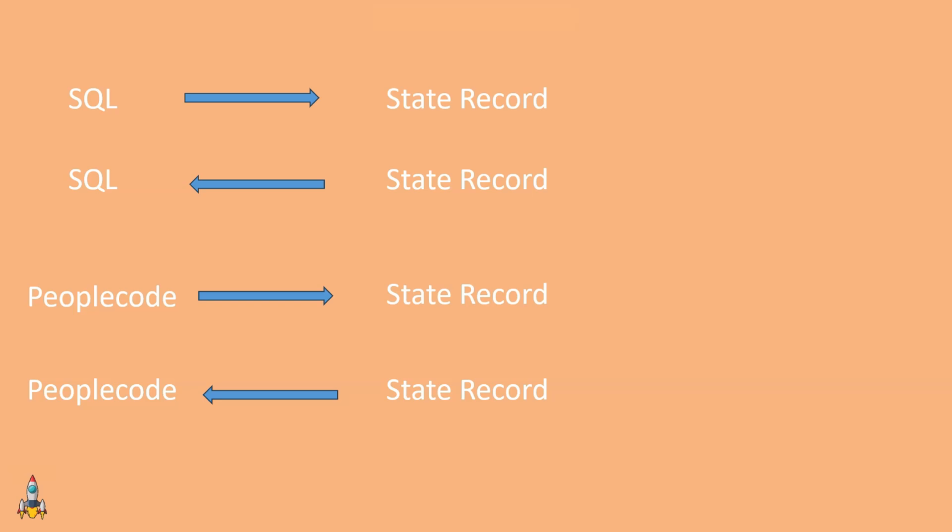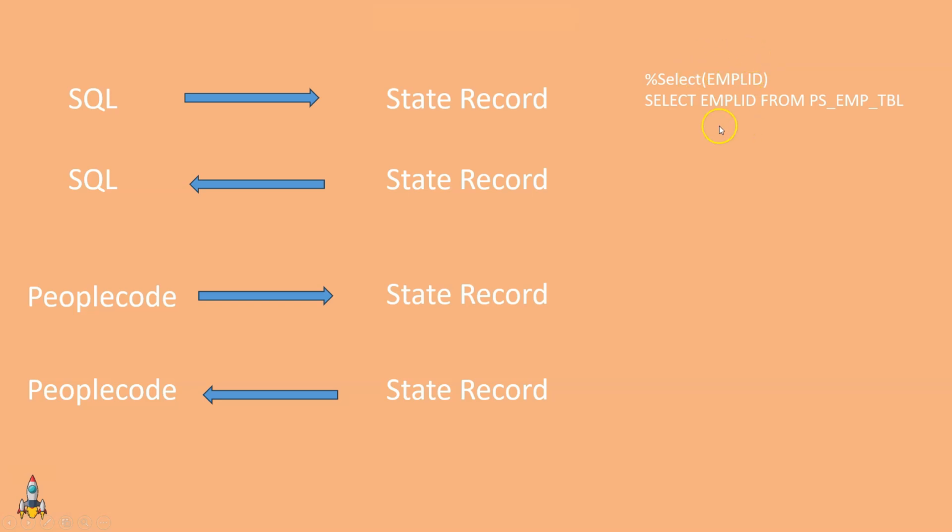Let's say you are running some select statement and it is returning an employee ID and you want to store that employee ID value into state record. We can do that by using the meta select statement called %Select. So what will happen is that the employee ID which is returned by this select statement will be stored into the employee ID from the state record. So this employee ID is part of the state record.